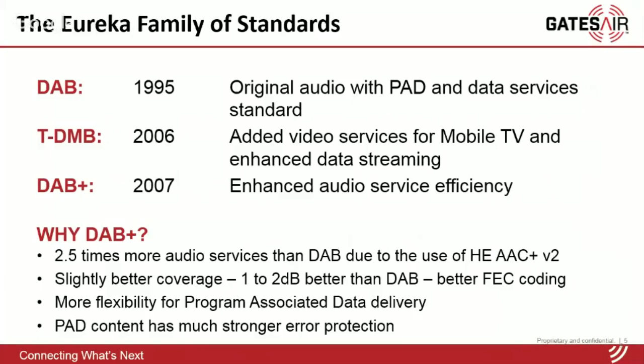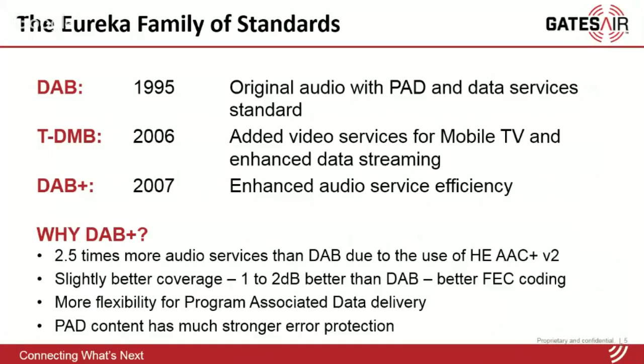So why DAB Plus? Well, it gave them 2.5 times more capacity by using this new high efficiency AAC Plus V2 codec. Gave slightly better coverage because of better forward error correction coding than DAB had previously. More flexibility with the program associated data, more data was able to be transmitted, and more error protection for that program associated data. So DAB Plus, both standards are still used for audio broadcasting.